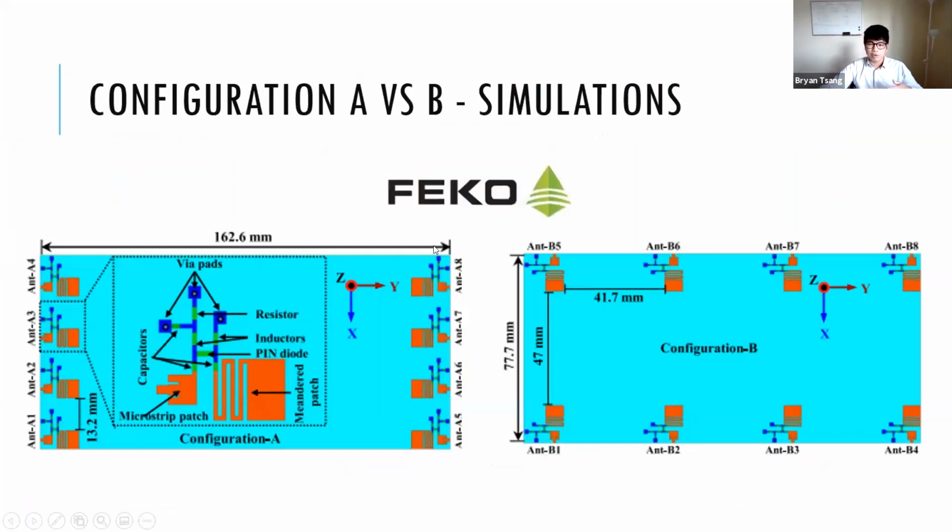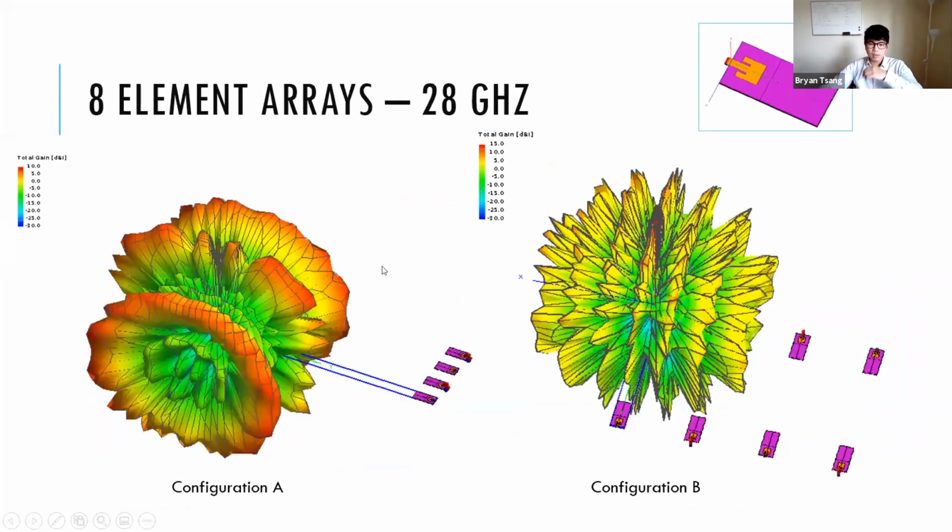Next, I'm going to show configuration A versus B. So this is my 8-element array. I didn't simulate the phone material. I just put the antennas in their positions because it was taking a really long time to solve, and I didn't want to be stuck on that all day. So this is configuration A versus configuration B.